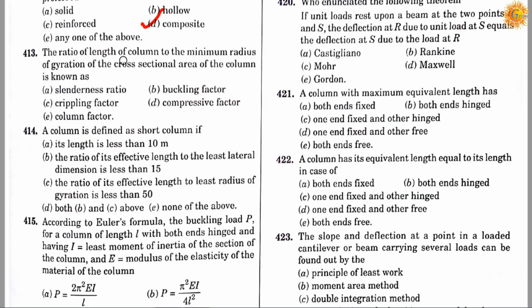Question number 413. The ratio of the length of a column to the minimum radius of gyration of the cross-sectional area of the column is known as: option A, slenderness ratio; option B, buckling factor; option C, crippling factor; option D, compressive factor; option E, column factor. The correct answer is A, it will be slenderness ratio.